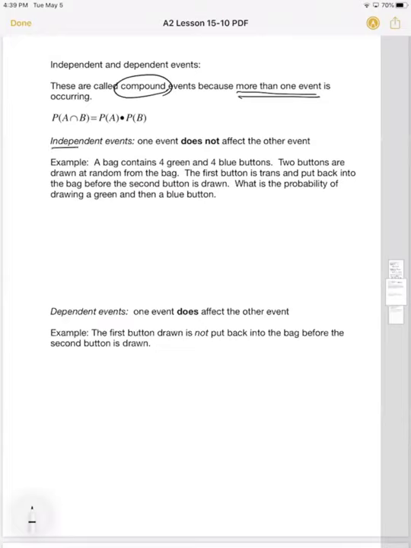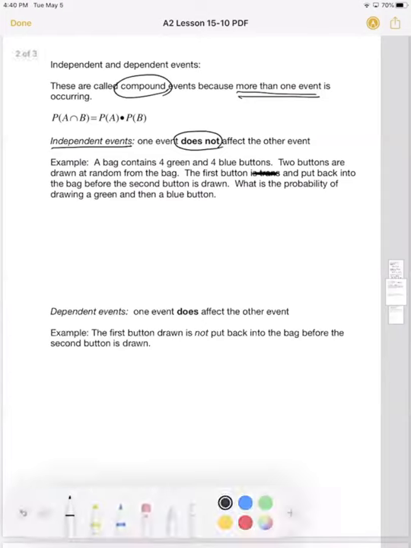Now, an independent event is an event where one event does not affect the others. So if you want to talk about independent events happening, one does not affect the other. Let's use our old example. Instead of the marbles in the bag, we've got buttons in the bag. And I'm going to cross this out because this makes no sense. You're going to have 2 buttons drawn at random. Now, you're going to draw the first button. Oh, I know what this is supposed to say. The first button is drawn.